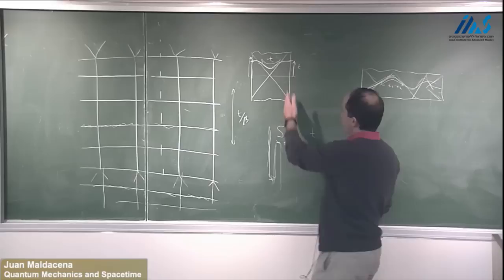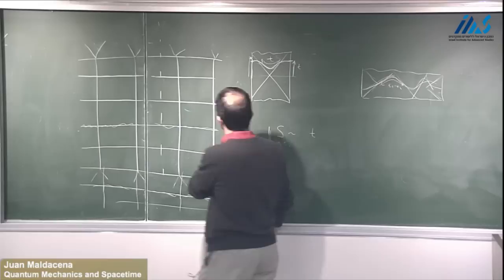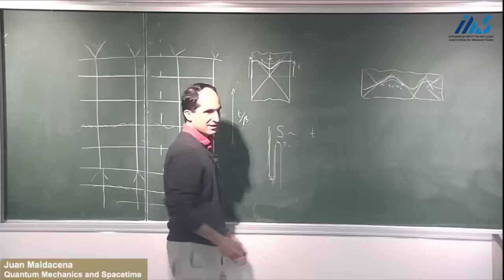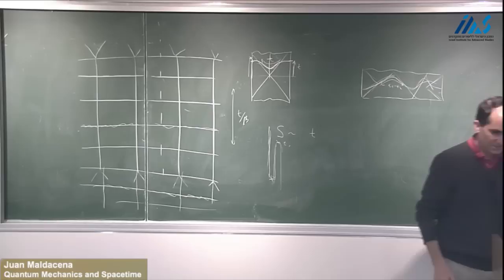So there seems to be a relationship between the growth of these slices and the growing complexity of the state. Somehow, these slices are keeping track of the history of how you build the state out of simple blocks. Okay. So that's a little bit the story of the hydrodynamics of entanglement. I don't know what this means, so this is very vague.